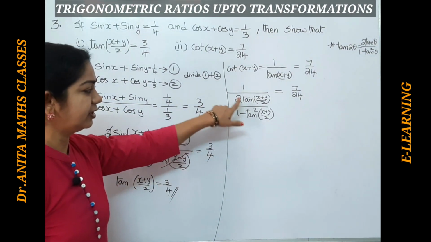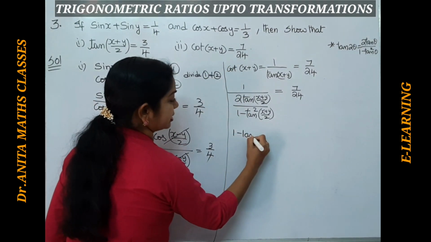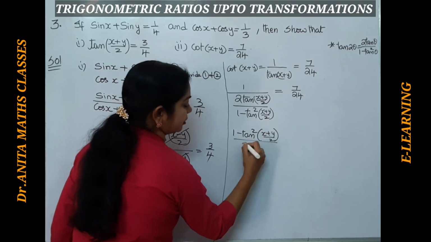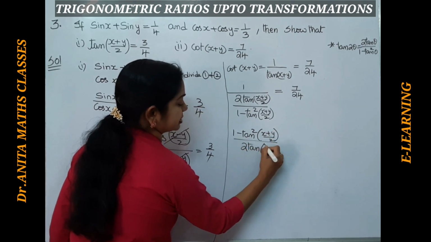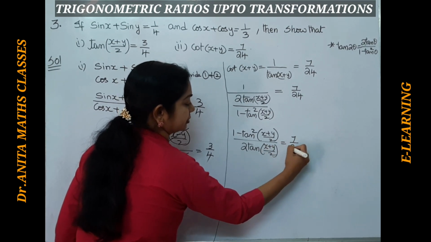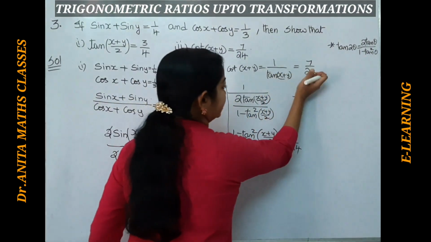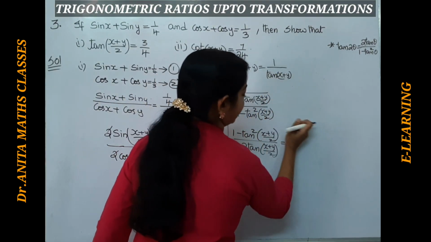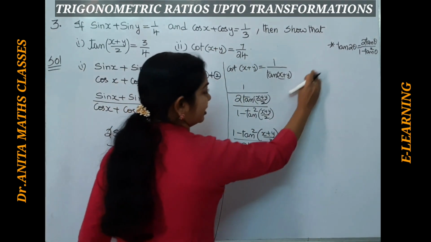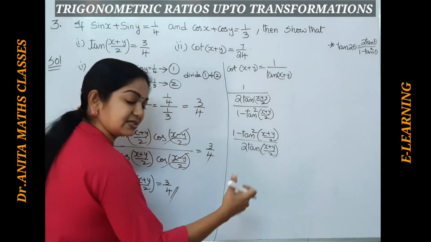So here we have 1 by, this comes up, and let me write here 1 minus tan square (x plus y) by 2, over 2 tan (x plus y) by 2. So we should show this value. Let's not write this part here. We will get 7 by 24. Also we can show it from the LHS, we get 7 by 24. Let us start with the LHS part here, and from this we will get 7 by 24.